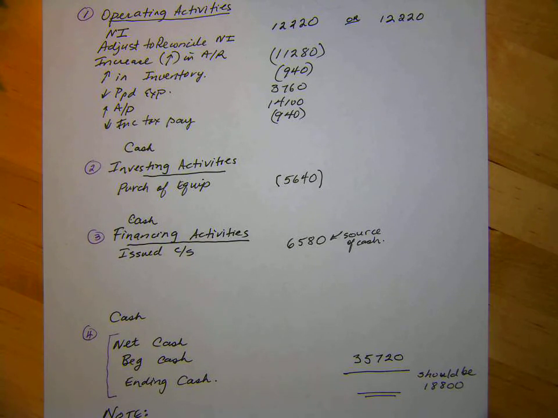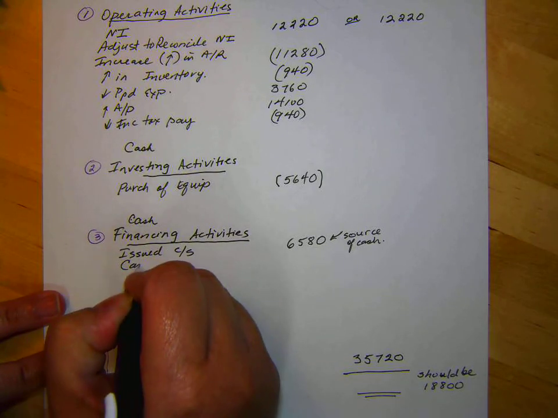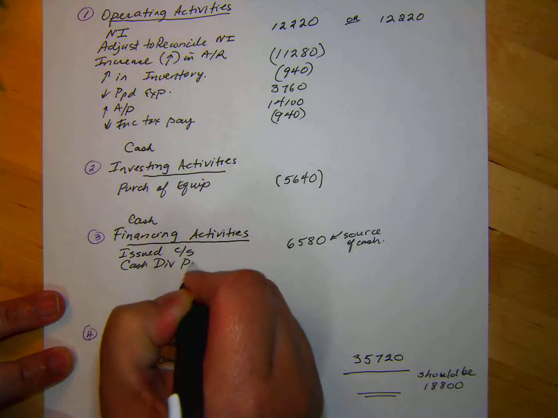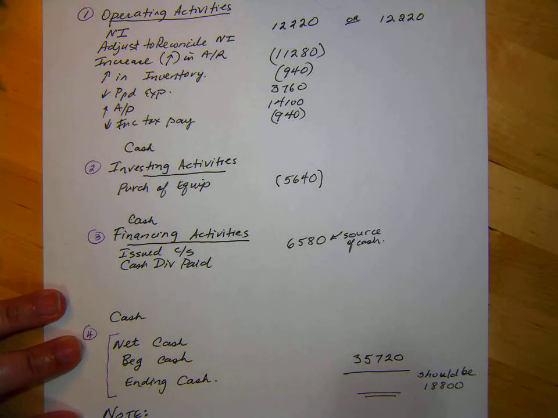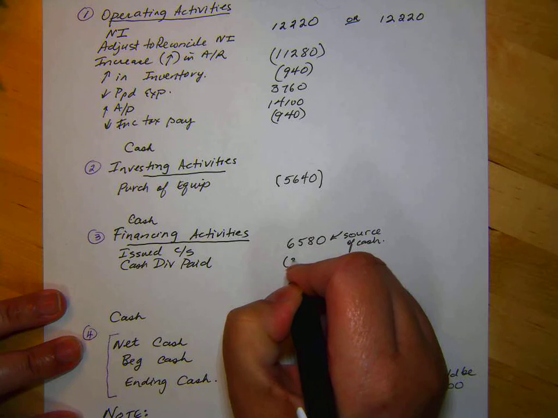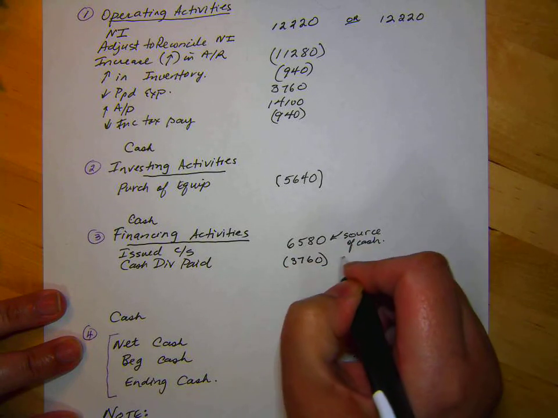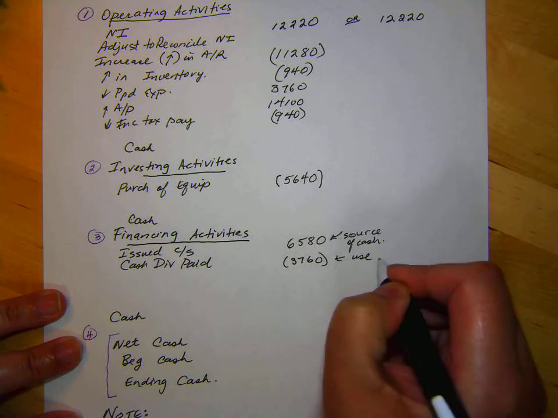Then we had the dividends. So where do dividends go? Under financing. So cash, dividends, paid. And remember, we only care about the cash. So we separated the cash out. So it's 3160, and it's negative because it's a use of cash.